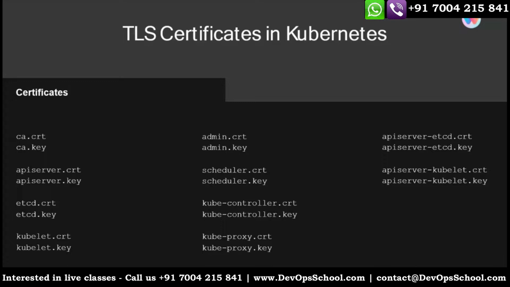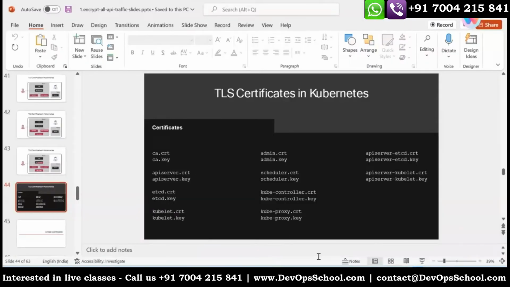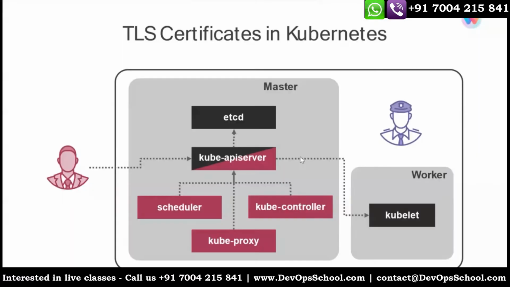Now what is the API server certificate and key? It is named apiserver.crt. Then what is the key and certificate for etcd? You have this kubelet.crt. Admin.crt and .key, this guy, is for those who are the administrators of the cluster.